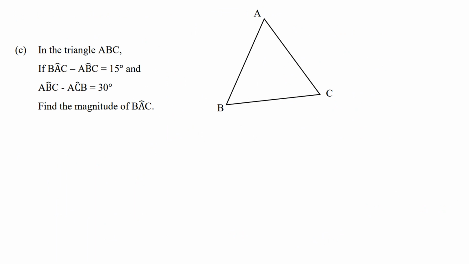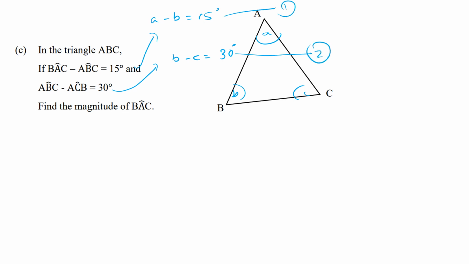Okay, here we can do something like this. We can mark here A, simple B, and simple C. So according to these equations here, A minus B is equal to 15, and here you can take B minus C is equal to 30, and then you can write this 1, this is 2, and also you can get another equation, A plus B plus C is 180.